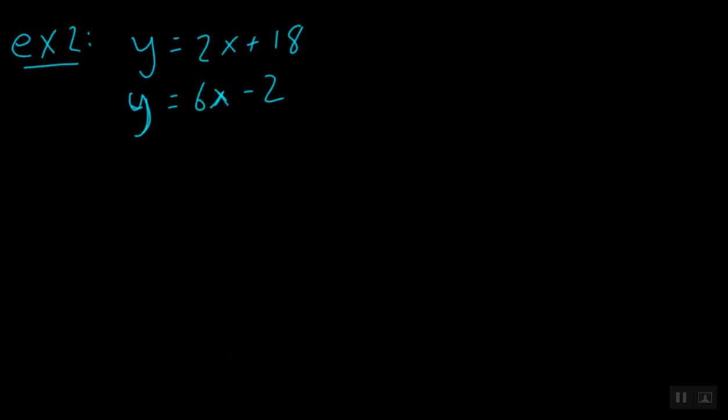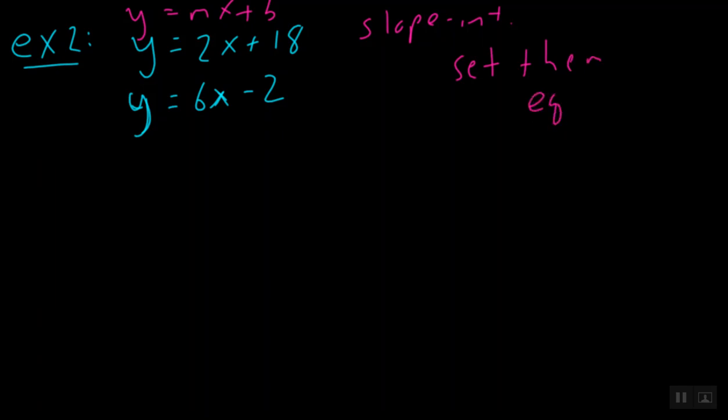Okay, here we are in example 2, and you'll notice that both of these equations are actually in the form of y equals mx plus b, which we call our slope-intercept form. Remember, when they're both in slope-intercept form, we will set them equal. And of course we do this by the transitive property. So here I'll say, you know what, 2x plus 18 is equal to 6x minus 2.